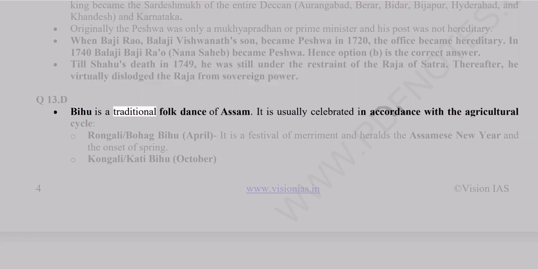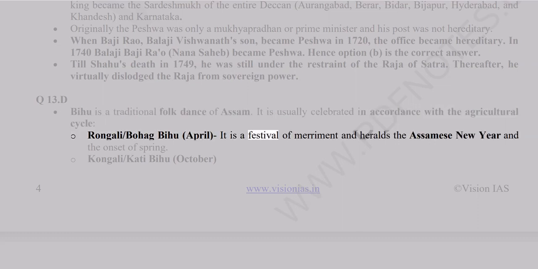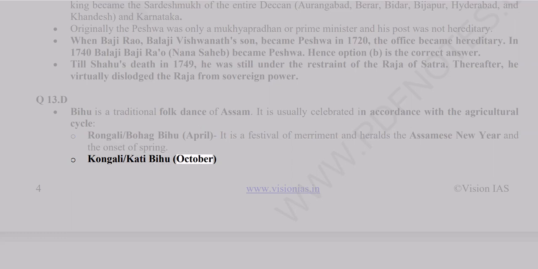Q13. D. Bihu is a traditional folk dance of Assam. It is usually celebrated in accordance with the agricultural cycle. Rongali Bohag Bihu, April. It is a festival of merriment and heralds the Assamese New Year and the onset of spring. Kongali or Kati Bihu, October.